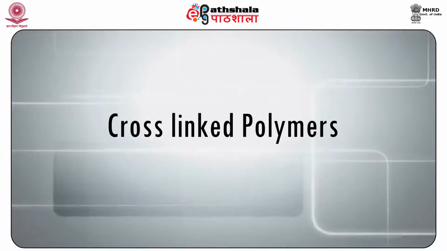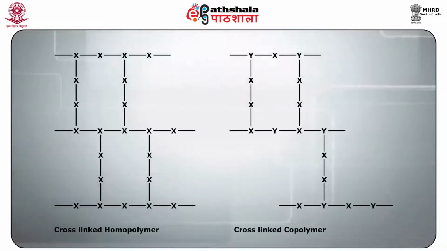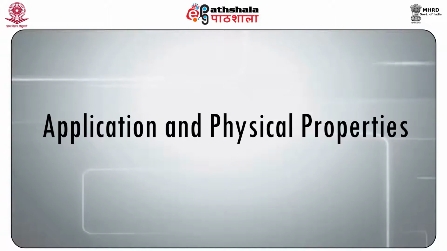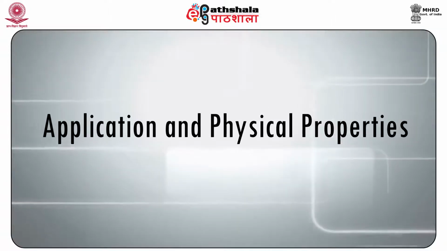Cross-linked polymers: a polymer is said to be a cross-linked polymer if the constituent monomeric units are joined together in a chain as follows. We have cross-linked homopolymer and cross-linked copolymer. Now we'll see the classification on the basis of application and physical properties.